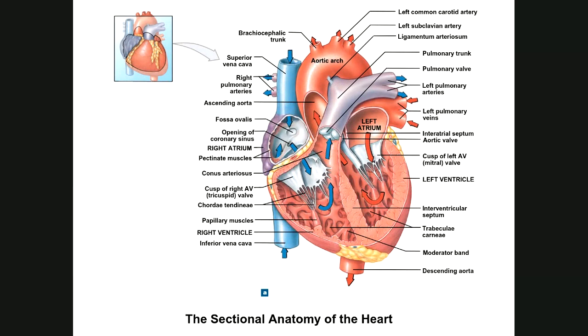So for the right atrium and right ventricle, the ventricle receives blood from the right atrium, and the right atrium receives blood from these big vessels, the superior vena cava and the inferior vena cava. So the two ventricles, remember this, hold the same amount of blood.